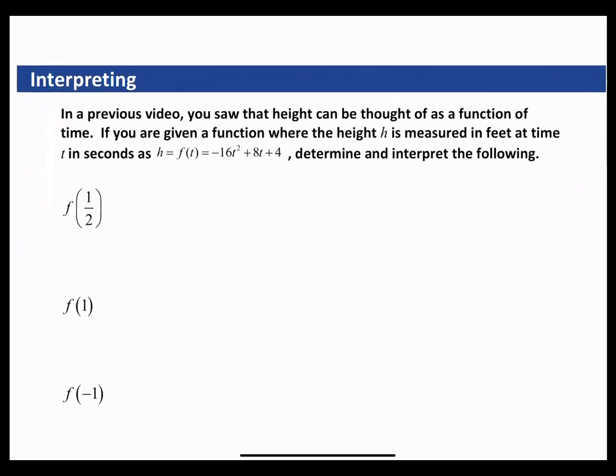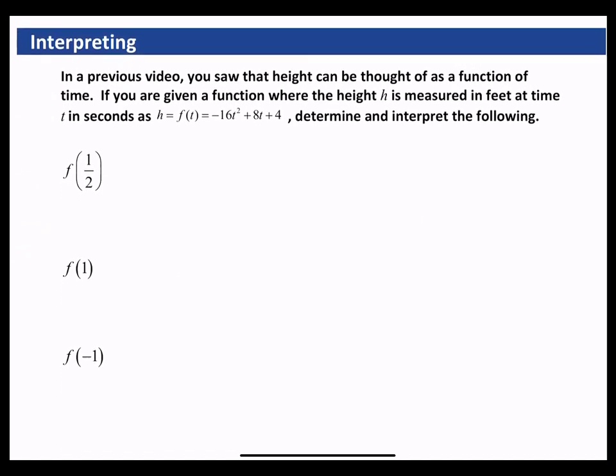In a previous video, you saw that height can be thought of as a function of time. If you are given a function where the height h is measured in feet at time t in seconds, as h equals f of t equals negative 16t squared plus 8t plus 4, determine and interpret the following. Determining is going to be some number crunching. You can do that in Desmos or on your calculator, whatever floats your boat. But interpreting is definitely where we really want to work.